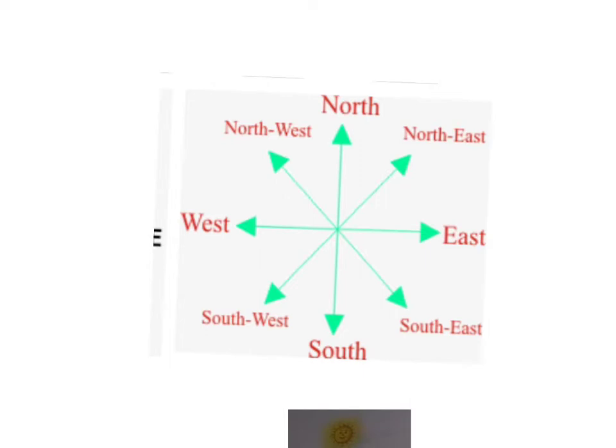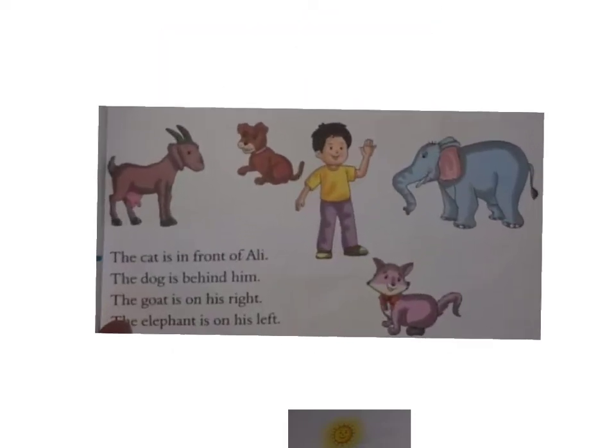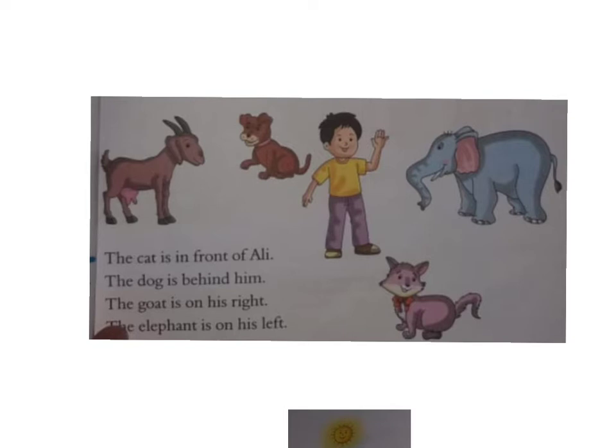So dear students, you often hear the words front, back, right and left. These are the words which tell us about our sides. Words like front, back, right and left. These are the words which tell us about 4 sides. Let's learn the 4 sides from this picture. This is a picture in which we can learn about 4 sides.